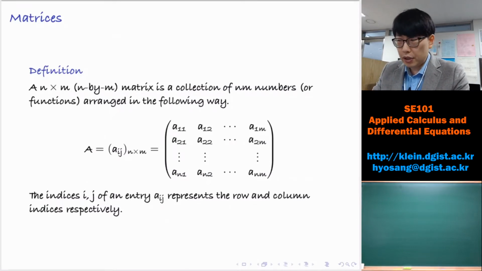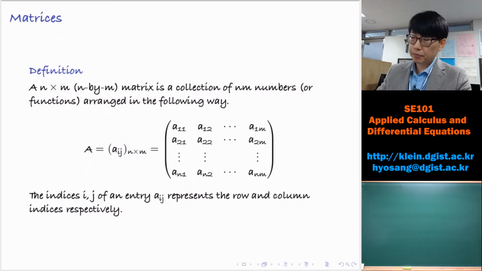So the definition again, because some of you know matrices, but some don't, so let me rephrase it. An n by m matrix is a collection of n times m numbers, or it could be functions, which I will call entries, arranged in n rows and m columns. So it contains n times m entries. If one of the entries is missing, we don't call it a matrix.